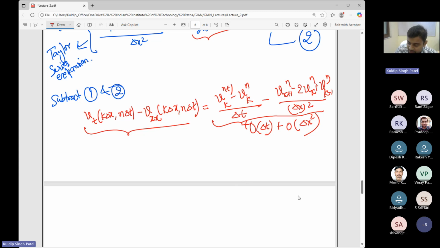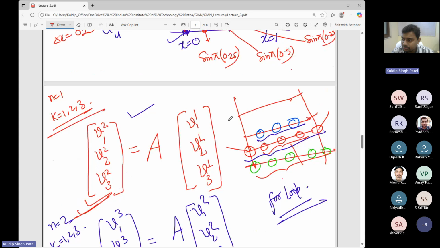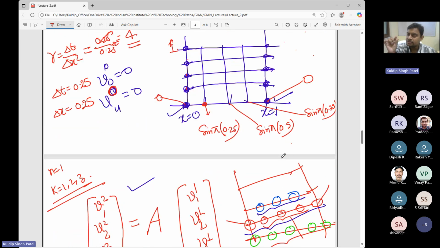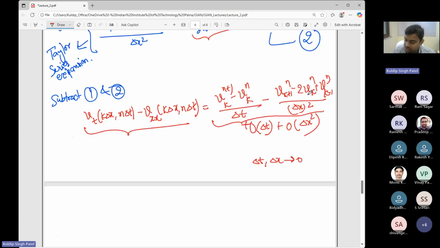What does it mean by delta t, delta x tends to 0? In our grid aspect, what does it mean? It clearly means that you are taking smaller and smaller step sizes. Suppose first you have taken 0.5, then 0.25, 0.1, 0.001, 0.0001, right? So if you take very small step size, your discrete equation is nothing but equal to the continuous equation. This is what consistency is.